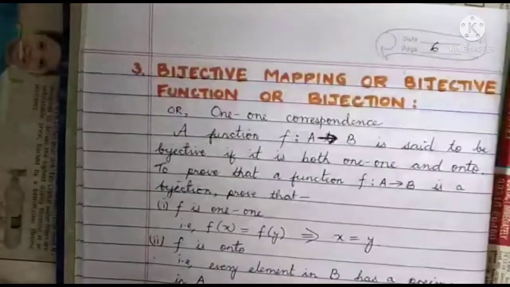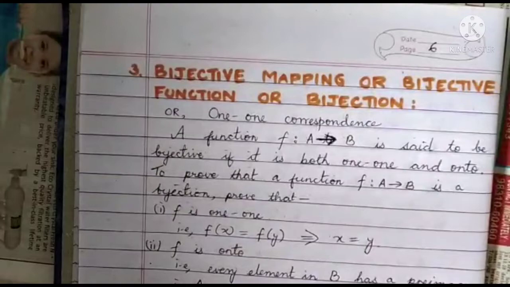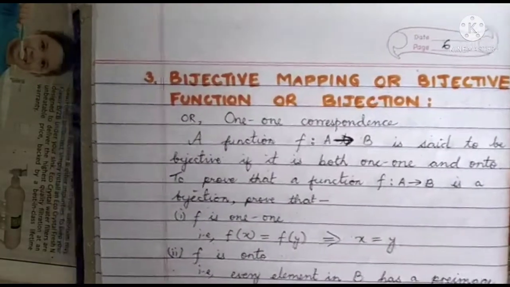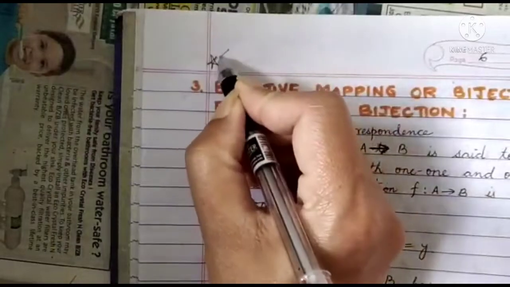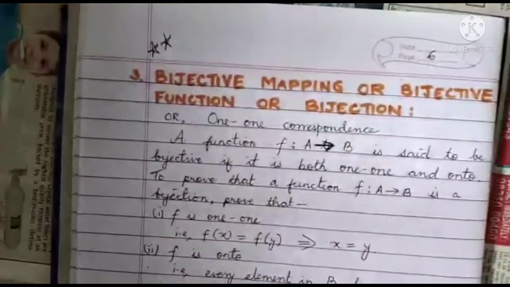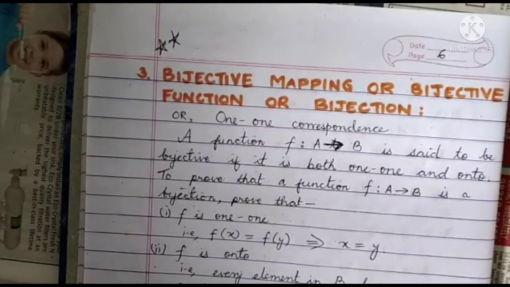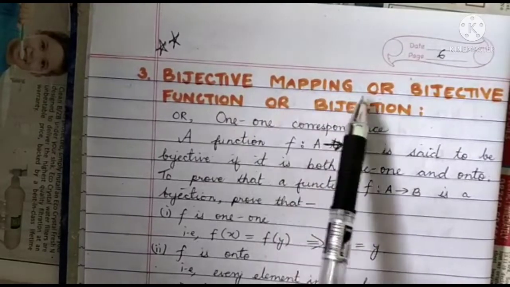Clear? Okay, your third type of function is bijective mapping or bijective function or bijection. This is a very important topic. Yes, most of the questions are formed from here. You will get 4 mark or 2 mark questions from this topic. Okay, what is a bijective mapping?